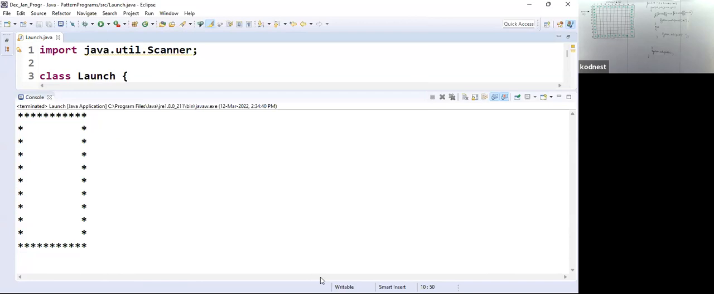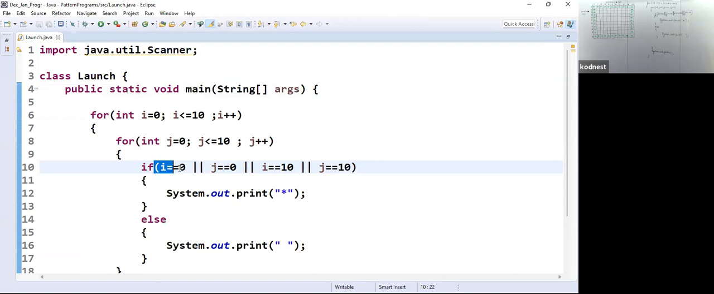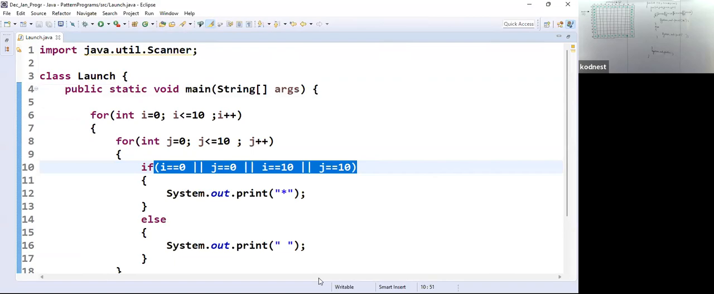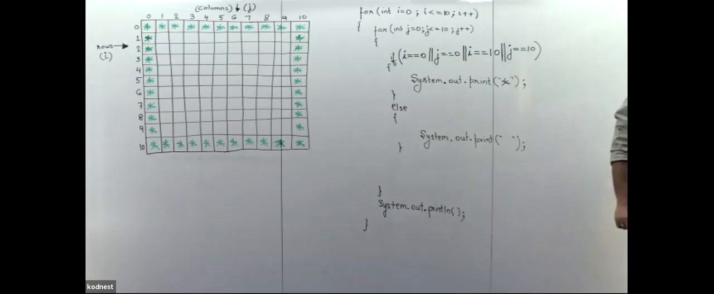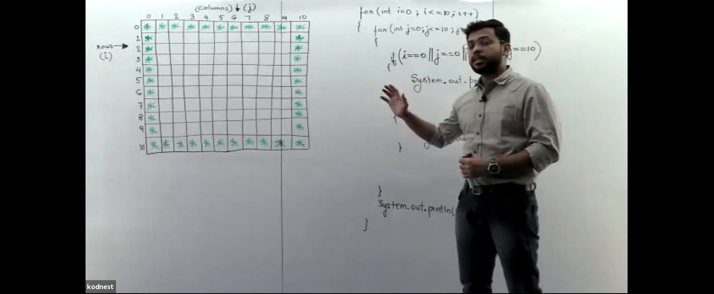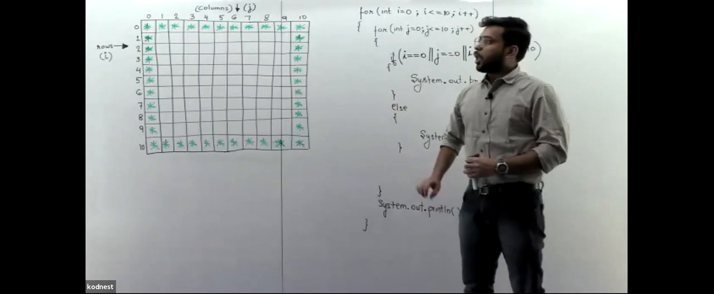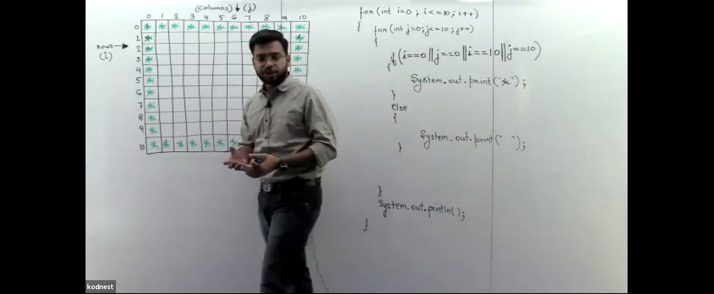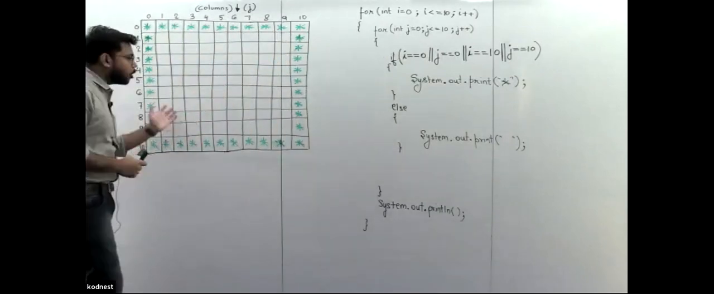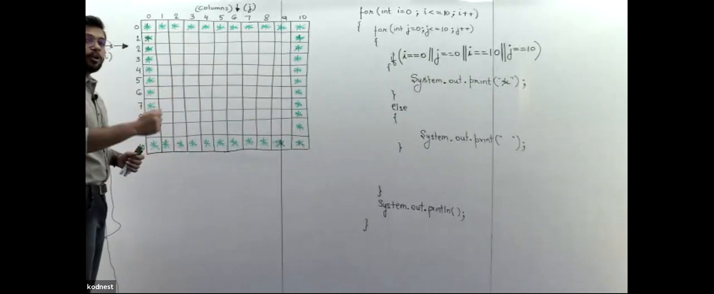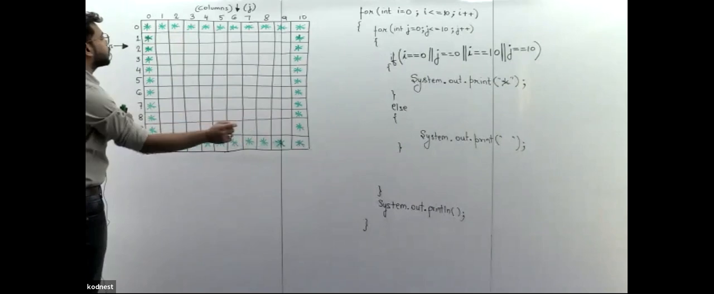I hope I am completely clear with all these conditions, that what will happen when I will tell I equals to 0, J equals to 0, I equals to 10, J equals to 10. Now these conditions, how I am creating these conditions, I hope that is also completely clear with you. Now I will convert it into the dynamic format. I will convert this shape, this hollow square, empty square, into the dynamic format. See how dynamic means.